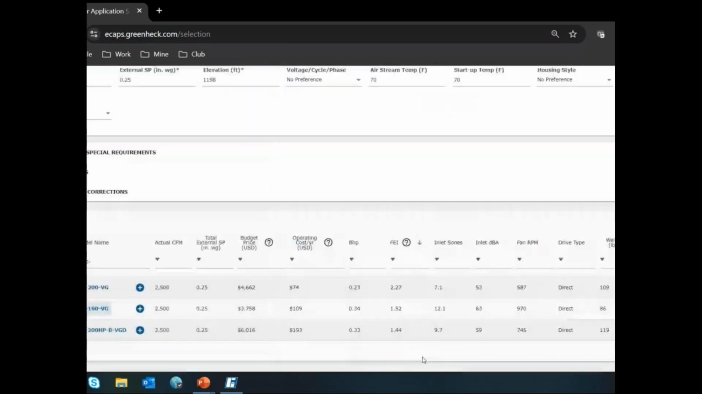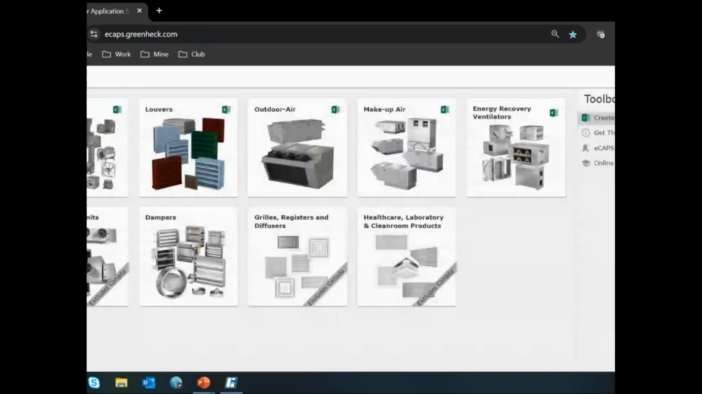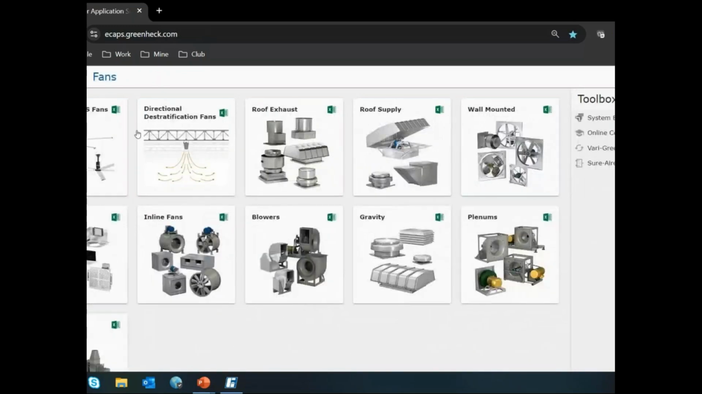And I'm going to go back here and we're going to make another selection. All right, let's make another selection. Let's do a blower, right? So a blower is a fan. By the way, Matthew had brought up earlier the system effects simulator. That is on our toolbox just to the right hand side.